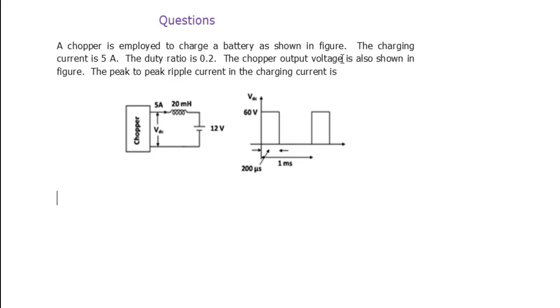The chopper output voltage is also shown in the figure, that means this output voltage waveform is given. The peak to peak ripple in the charging current is what we need to calculate.